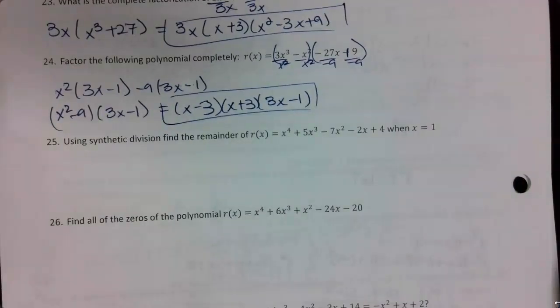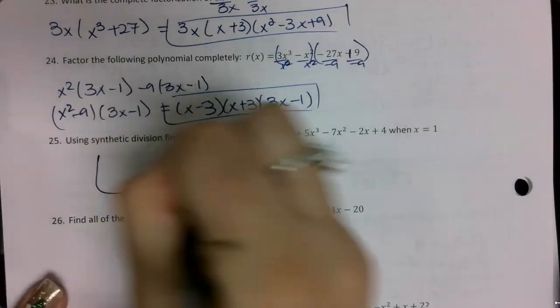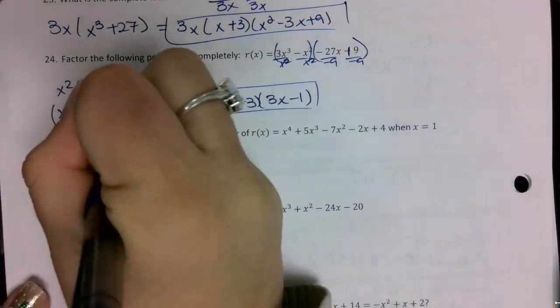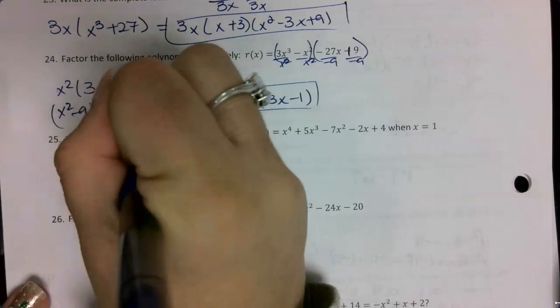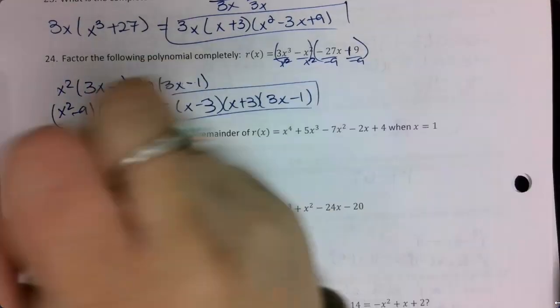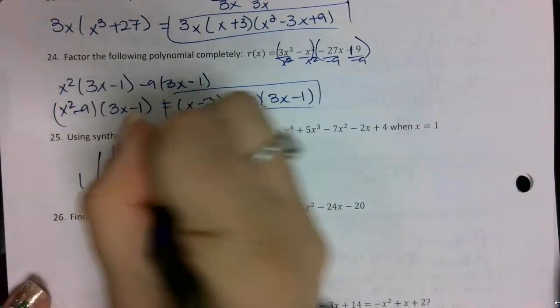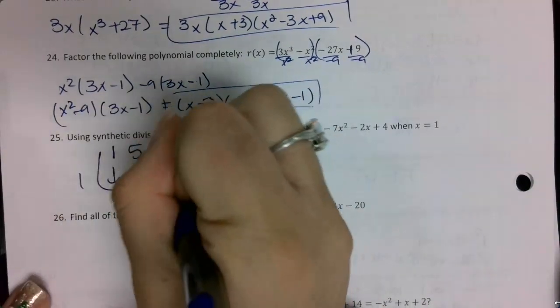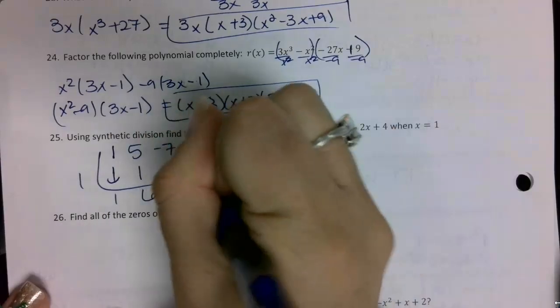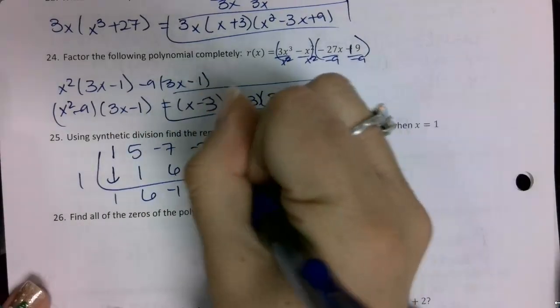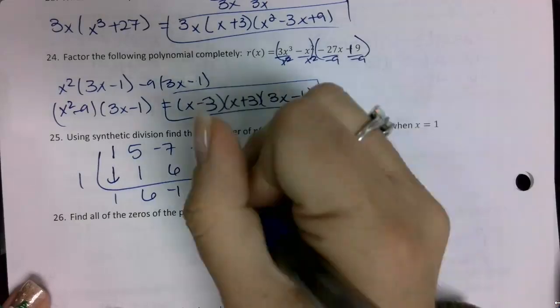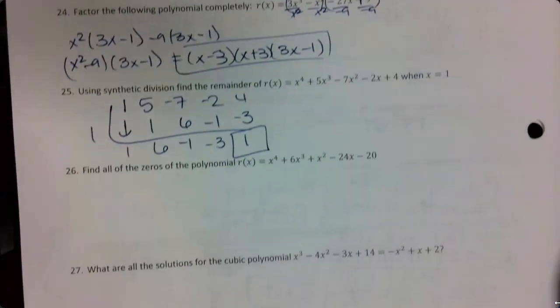Number 25 wants me to use synthetic division to find the remainder. So that one is with 1. I have my 1 here, and then I just write my coefficients. I have 1, 5, negative 7, negative 2, 4. Bring down my 1. 1 times 1 is 1, 6. 6 times 1 is 6. Negative 1, negative 1, negative 3, negative 3, 1. So my answer is just 1.